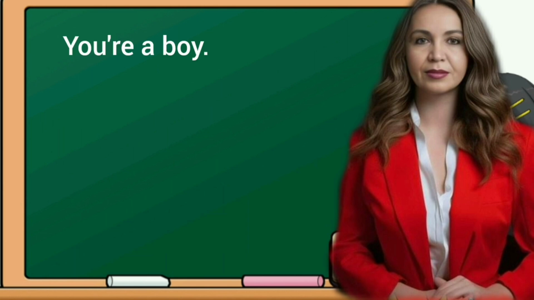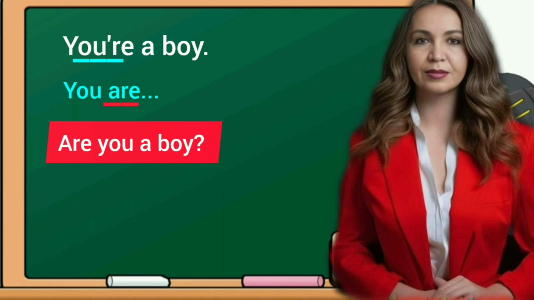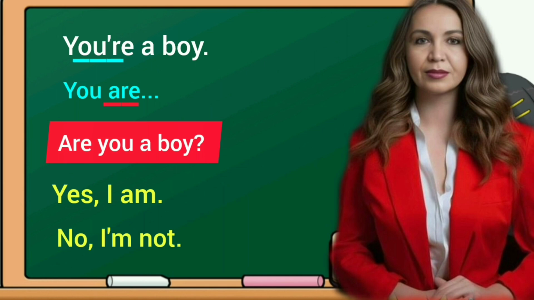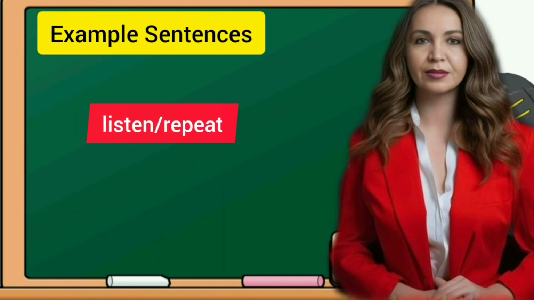Now let us move on to you are. So let us read it. You're a boy. Remember, you're is a contraction for you are. The be verb is are. The be verb will come in front. Are you a boy? The answer here is very simple. Yes, I am. Or no, I'm not. I have more examples here, but remember to repeat after me.